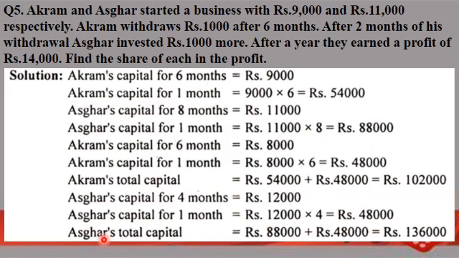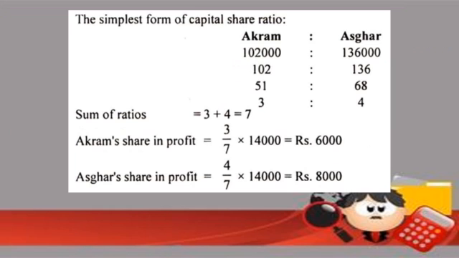And after that, for finding the capital, we will add the first 8 months capital and the remaining 4 months capital. So 88,000 plus 48,000, it becomes 1 lakh and 36,000 rupees. This is the capital for Asghar. And now we are moving to their ratio.